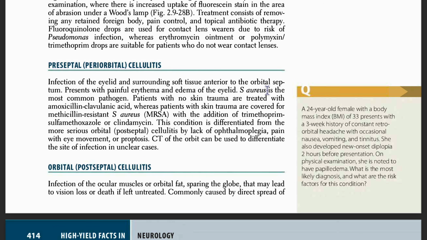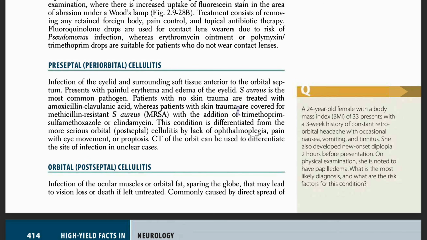Okay, let's pay attention to that again. Infection of the eyelid and surrounding soft tissue anterior to the orbital septum. Presents with painful erythema and edema of the eyelid. S. aureus is the most common pathogen. So if you have a patient with no skin trauma, they're treated with amoxicillin clavulanic acid. Sorry, Augmentin.